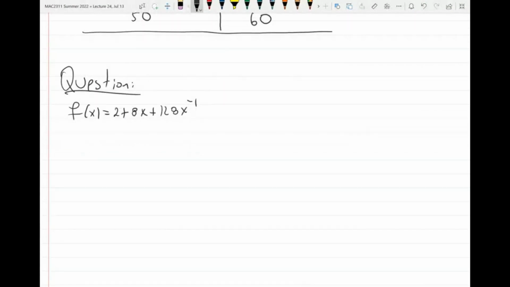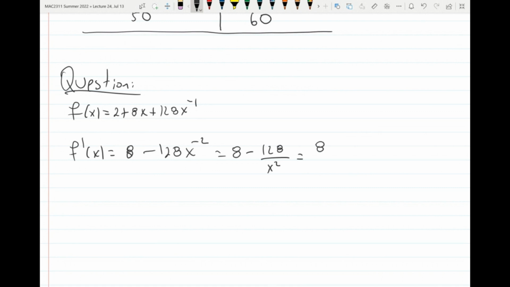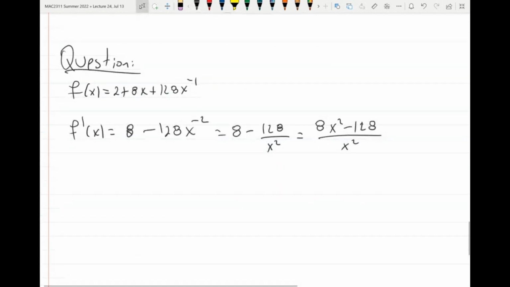Okay, so of course we need to find the derivative, right? So what's the derivative? The derivative is 8 minus 128 x to the negative 2. So it's going to be 8 minus 128 over x squared. So that's (8x squared minus 128) over x squared. Also keep in mind that x equals 0 is not part of the domain of this function, because this is really a 1 over x. So the function is not defined at 0.